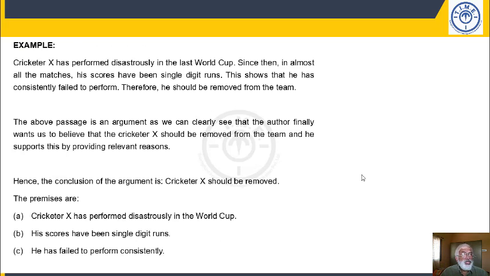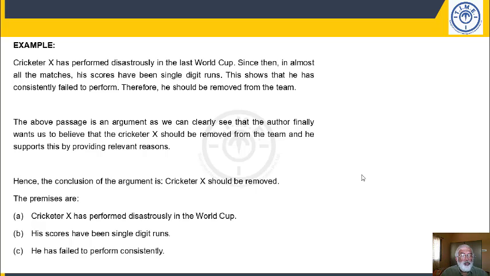Now, for instance, let's just look at what we have here by way of example. Cricketer X has performed disastrously in the last World Cup. Now, you realize that is a piece of information. He's telling you that he has not performed well. Since then, in almost all the matches, his scores have been single-digit runs. So he failed in the World Cup and he's failed ever since. So both of these are bits of information.